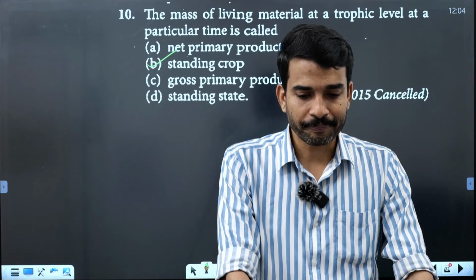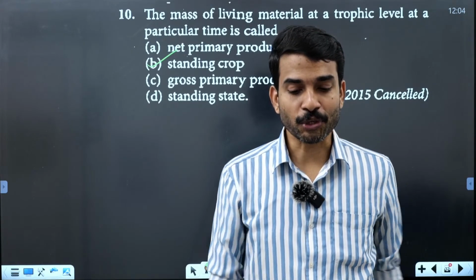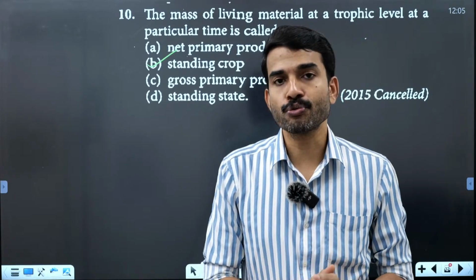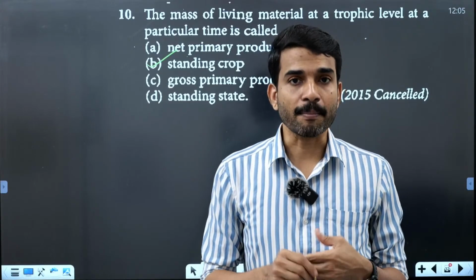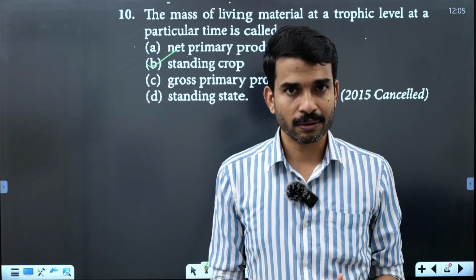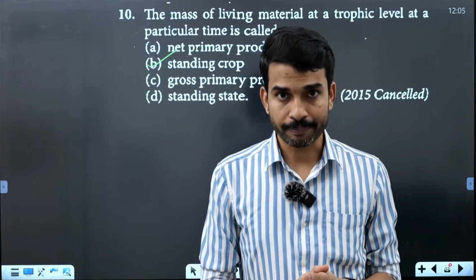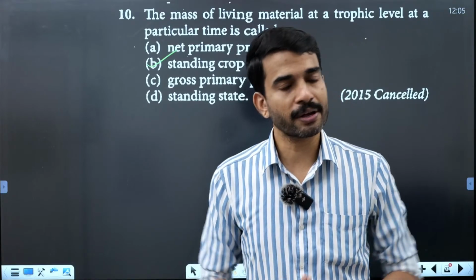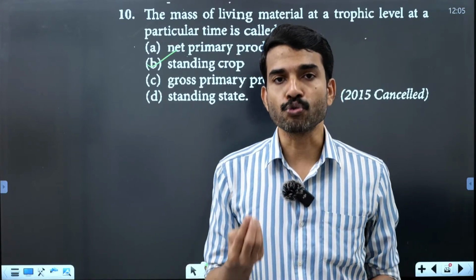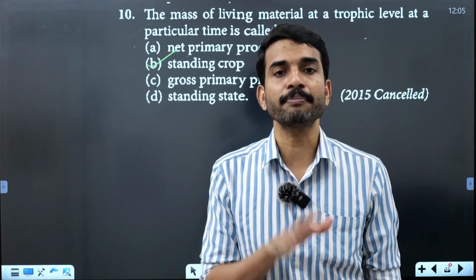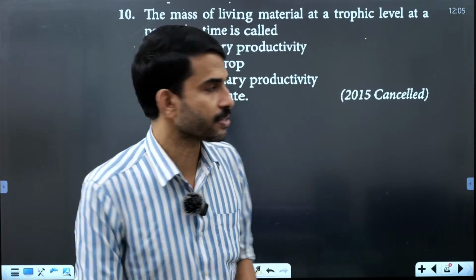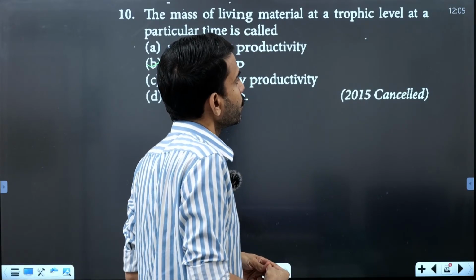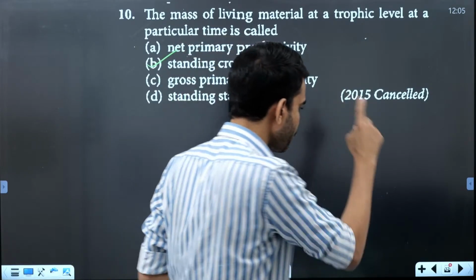Standing state means the amount of nutrients. There are various types of nutrients, macronutrients and micronutrients. So the amount of nutrients present in soil during a particular time period, maybe carbon, nitrogen, phosphorus or sulfur, whatever it may be, the total amount of nutrients present in a particular area during a particular time period, that is what we call standing state. So our answer is standing crop, because the question is about the mass of living material at a tropic level at a particular time period. So living matter they have this.